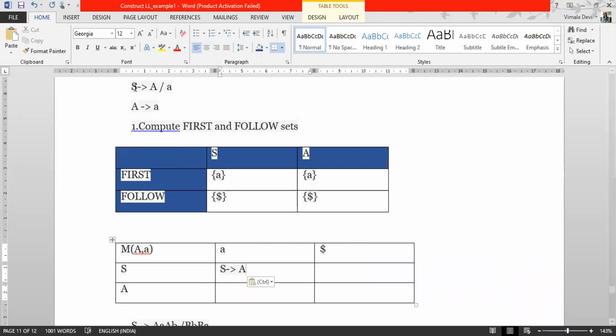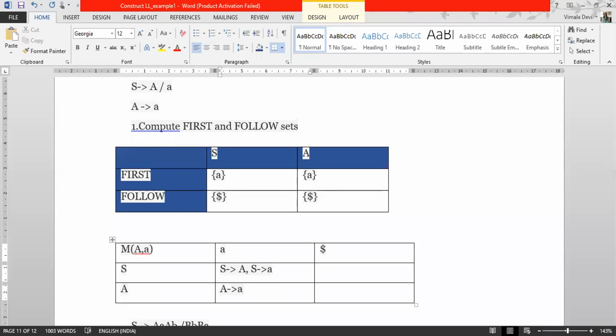Alright? Okay, S derives terminal A. Where do you fill this rule? That also you have to enter into the same cell. S derives A. Right? Now where can you fill the rule A derives A? Go to the first set of A, which contains A. So A comma A will contain the rule A derives A.